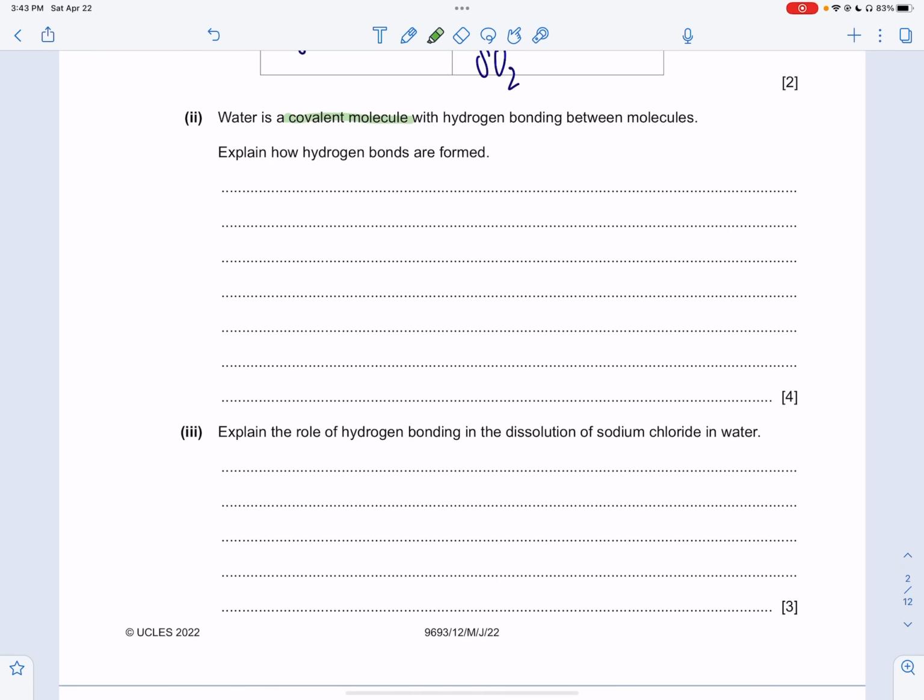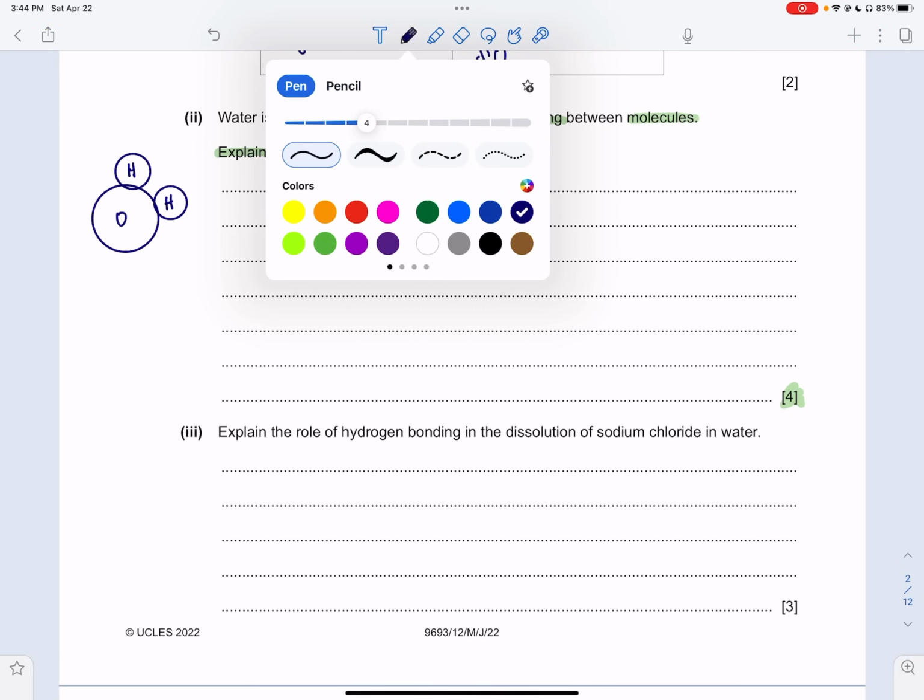Water is a covalent molecule, so they share electrons, just not equally. And there's hydrogen bonding between the molecules. 4 marks. Explain why and how hydrogen bonds are formed. This is actually just going to be like the October-November paper 11 video that I did. The answer is not going to change. You're welcome to do diagrams on the exam, and in class, I never prefer to answer these questions without a diagram. You may see that some of the marks are not identical in each different mark scheme, but you do sometimes have different exam writers writing them.